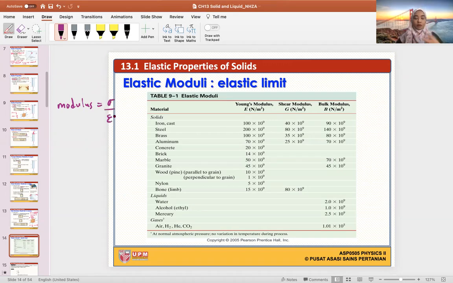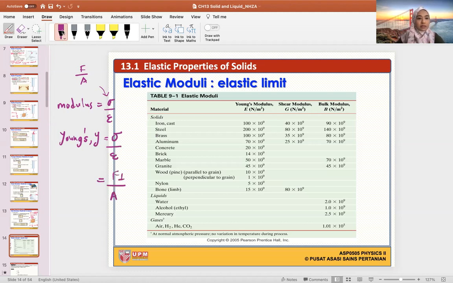Okay, now depending on whether it's tensile, shear or bulk, so kita tahu stress kita ada F over A, it's either F perpendicular, F parallel, or just total F. So it depends on whether you want to use Young's modulus, shear modulus, or bulk modulus. So let's go for example such as Young's. Young's modulus, which is Y, is stress over strain. So the stress for Young modulus is F perpendicular over A.